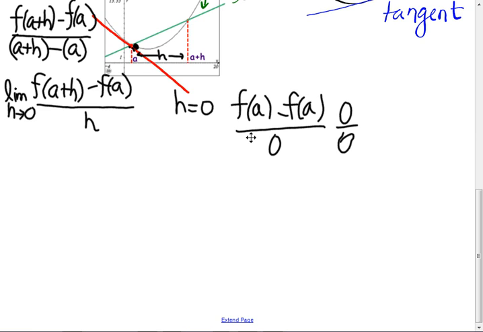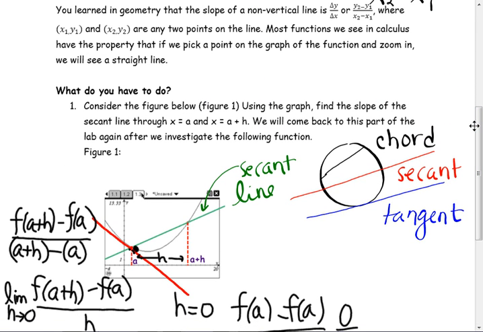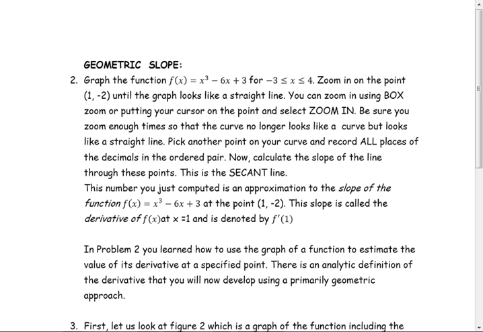Okay. That's my goal. So I kind of answered question 1. I'll let you figure out what I answered there. So we're going to look at this function right now. So now you're going to need your calculator.